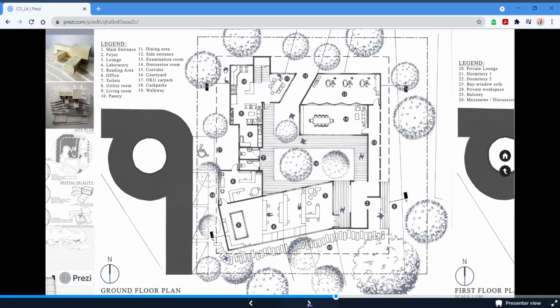The arrangement of the building is where users enter from here. This will be the foyer, here will be the main workspace, the laboratory, the management office, this one will be the courtyard, and this will be the discussion room, and this will be the examination room for the optometry students, and here will be the students' pantry, the dining, the lounge, and the public toilets over here, which is accessible from the courtyard also.